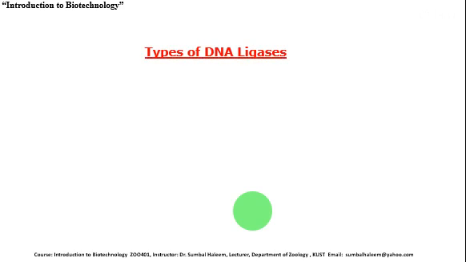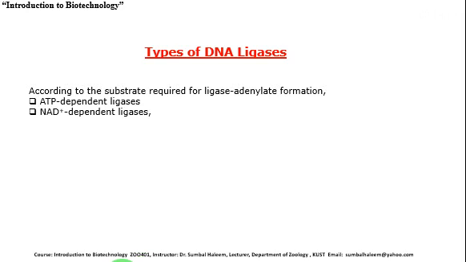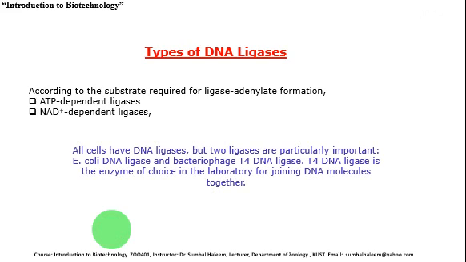Now let's look at the different types of DNA ligases. DNA ligases are grouped into two families: the ATP dependent ligases and NAD plus dependent ligases, and this grouping is actually based on the substrate required for the ligase adenylate formation. All cells have DNA ligases, but two DNA ligases are very important, particularly E. coli DNA ligase and bacteriophage T4 DNA ligase, with a much wider application in the field of biotechnology.